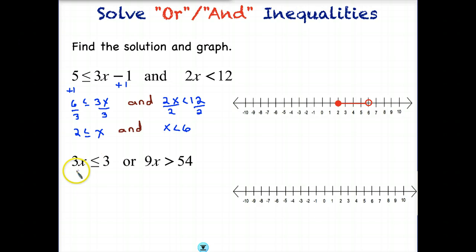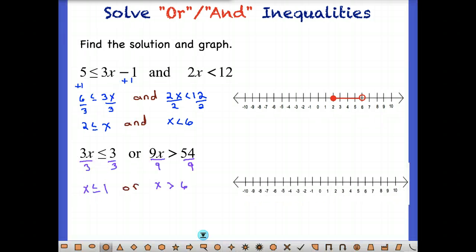Okay, in this one, we're going to go ahead and solve for x again by dividing both sides by 3. And we get x is less than or equal to 1. We have our or in here. And on the one on the right, we'll divide both sides by 9. So then we get x is greater than 6. Okay, let's plot our points.